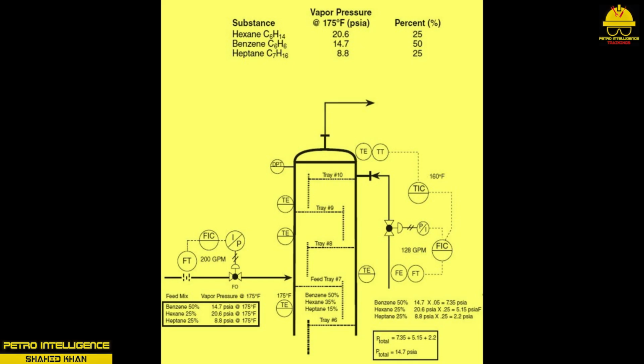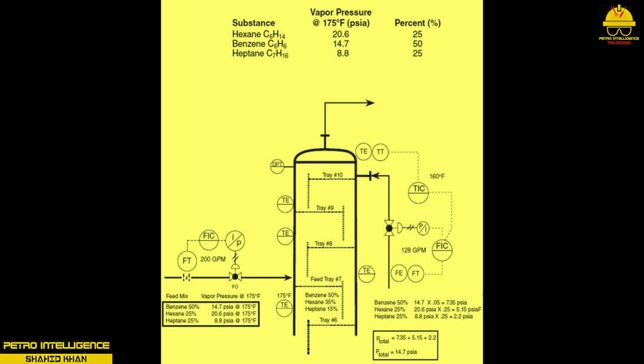Furthermore, Dalton's law states that the total pressure of a gas mixture is the sum of the pressures of the individual gases, or partial pressures. This picture illustrates Dalton's law of partial pressures. To see Dalton's law applied, here are some examples. A mixture of 25% hexane, 50% benzene and 25% heptane will exert a predictable pressure at 175 degrees Fahrenheit.